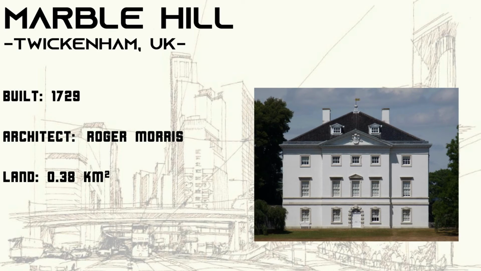Example number 2, Marble Hill, built in Twickenham, UK, 1729. Architect Roger Morris. Marble Hill was built for the remarkable Henrietta Howard, mistress of King George II, when he was Prince of Wales, and friend and confidante of some of the cleverest men in England. The house and gardens were intended as an Arcadian retreat from crowded 18th century London. Land is 0.38 kilometers squared.